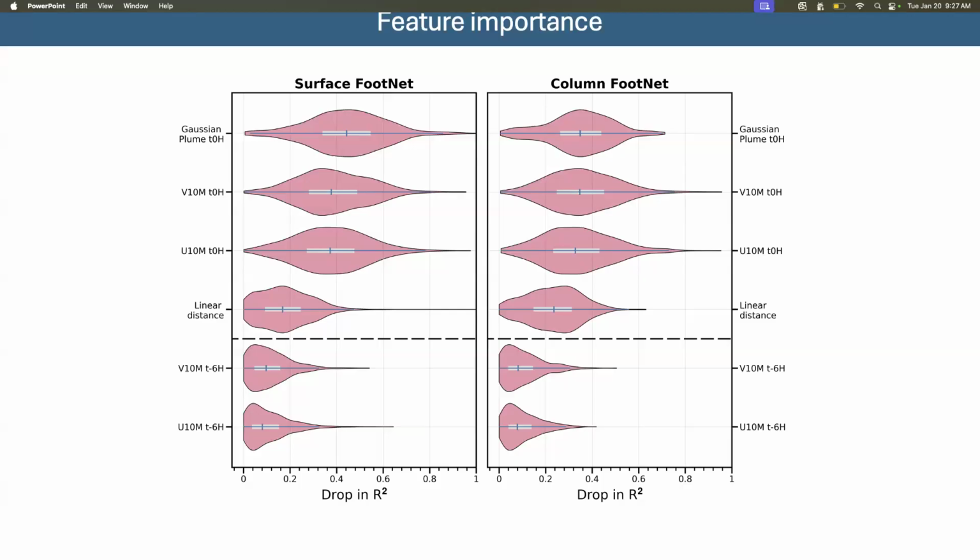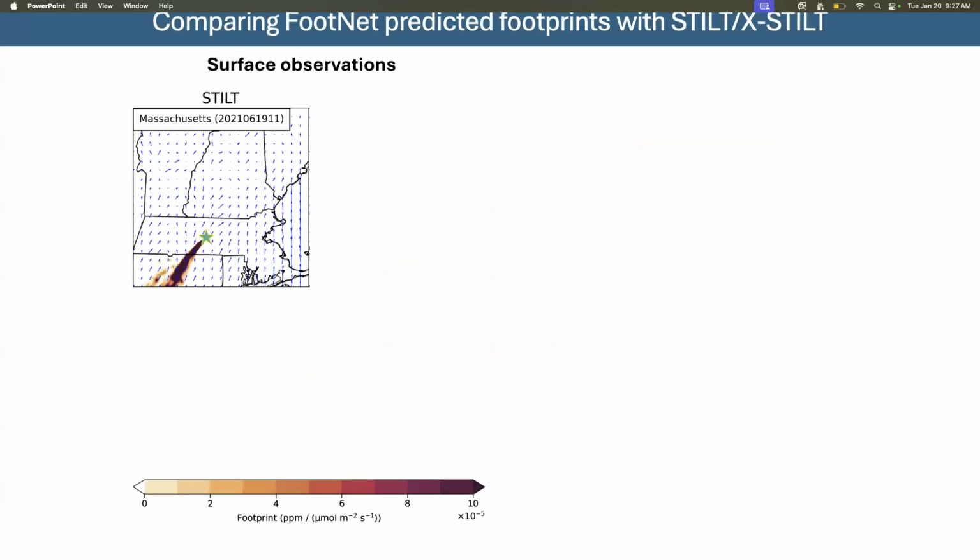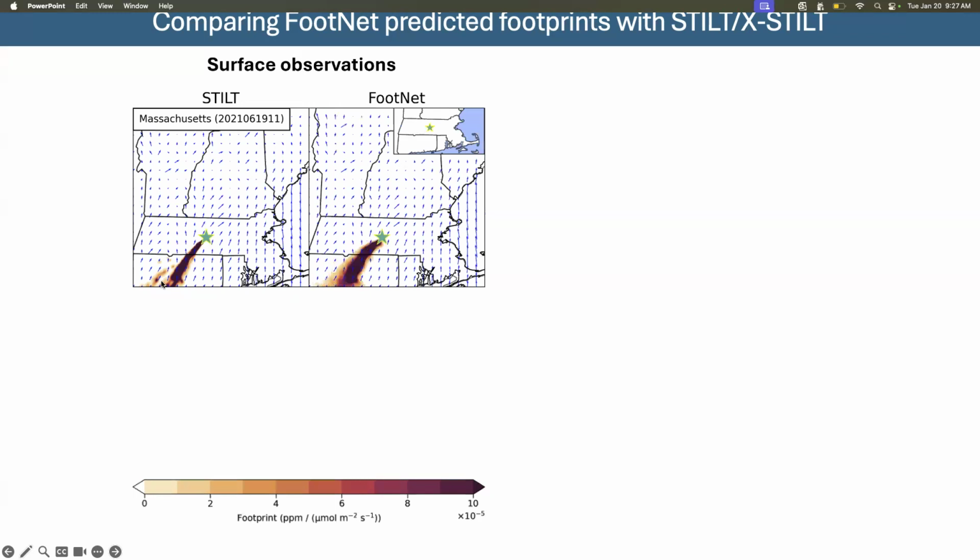So moving forward, comparing the FootNet predicted footprints with the STILT model for surface footprints and the X-STILT model for column averaged footprints. Here I'm showing a footprint which is a ground truth computed using STILT in Massachusetts, and these arrows show the instantaneous direction of wind. We can see that wind is coming from southwest and pretty much constant, and as a result we have a Gaussian plume looking footprint, and our model was able to identify this feature pretty well.